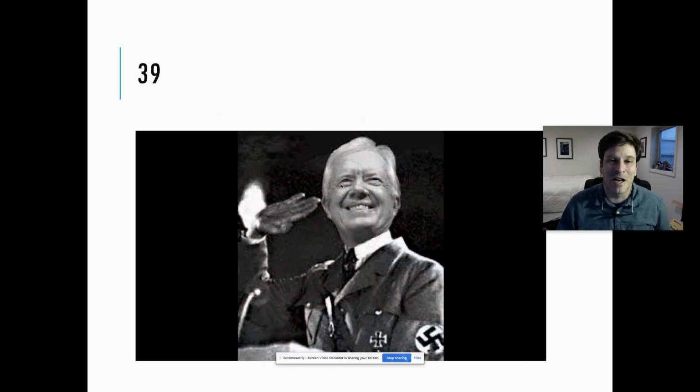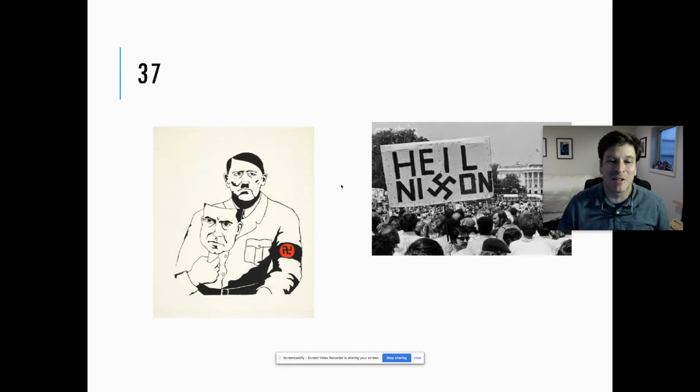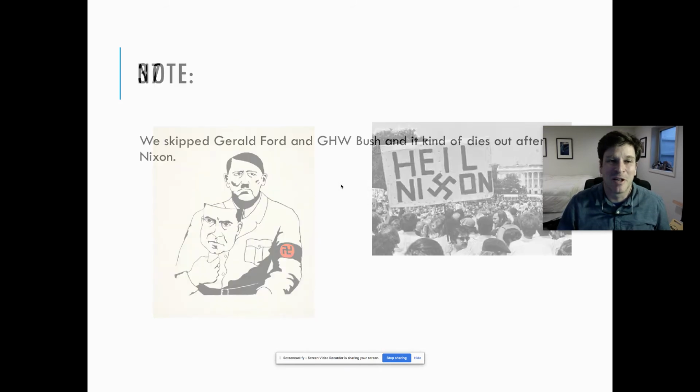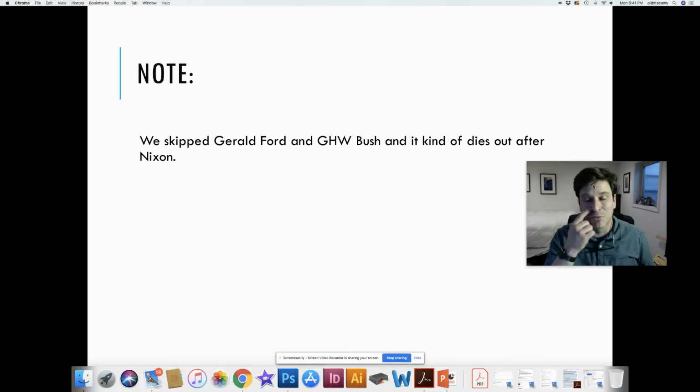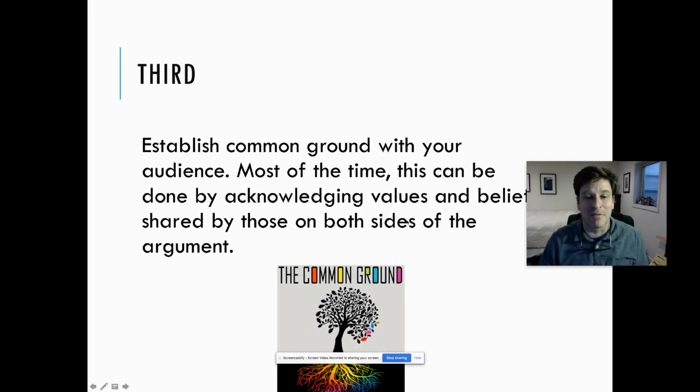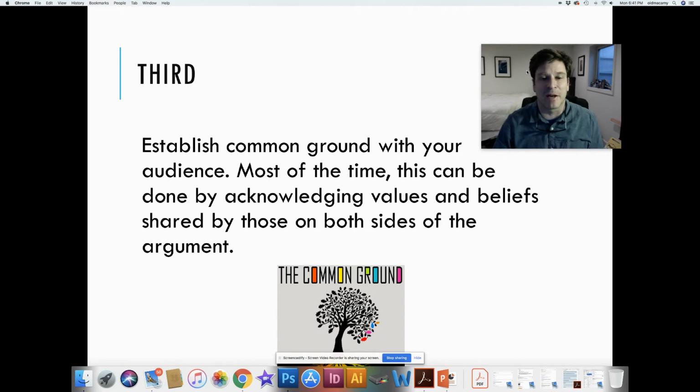We go back to the 39th president. There's Jimmy Carter being compared to Hitler. There's Nixon being compared to Hitler. And as I noted, we skipped Gerald Ford and George W. Bush. They were both one-term presidents, and it kind of dies out after Nixon because I think it gets too close to Hitler, actually. But the idea is, of course we don't like Hitler. Of course we don't like Nazis. So calling the counter argument Nazis or Hitler makes it very easy to push over. It's a classic straw man argument. Next, don't do that. And we want to have them really be established as strong arguments on the other side. It'll make your argument even better.